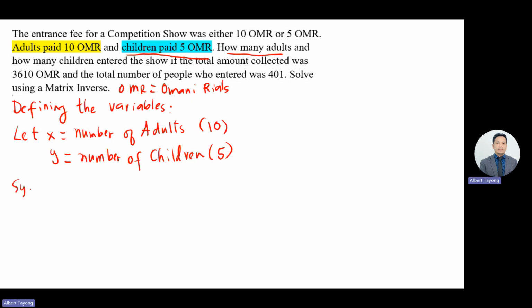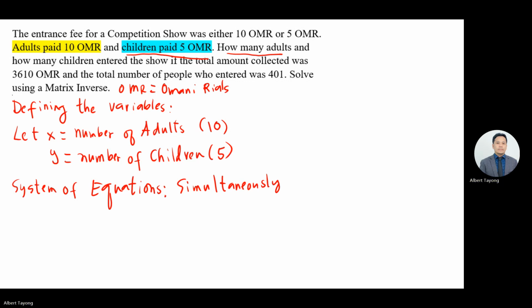The second step is to create the system of equations. When we say system of equations, it is a set of two or more equations solved simultaneously. When we say simultaneously, the value of X in the first equation and the value of X in the second equation are equal. Okay, so same with Y.